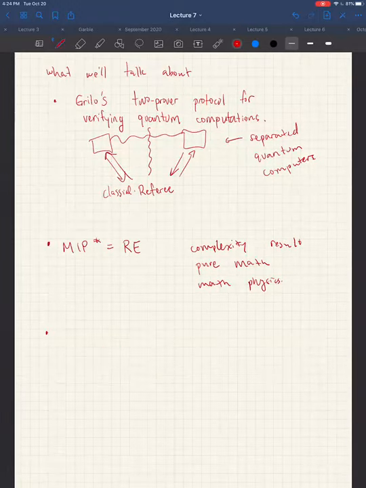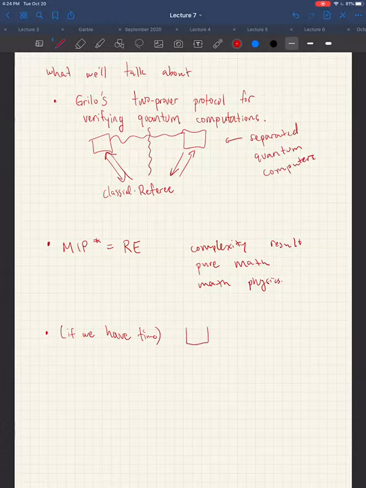And if we have time, then we'll talk about another protocol, but of a slightly different character. This time it's a single prover protocol. So you have a classical referee, and it interacts with only one quantum computer. So you don't need these two quantum computers anymore, and you can verify that this quantum computer is correct. This is a protocol due to Mahadev.